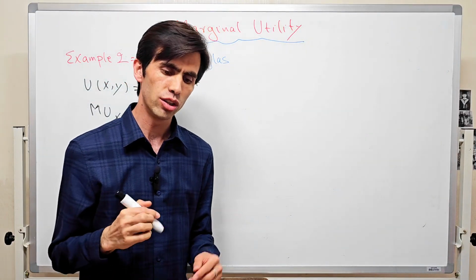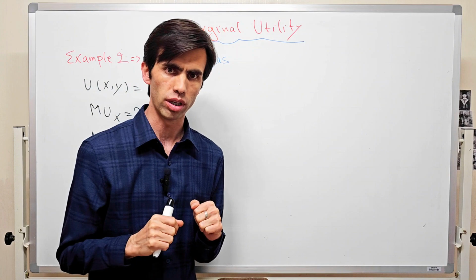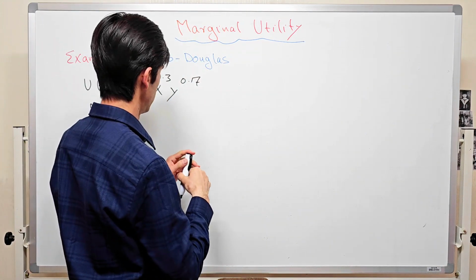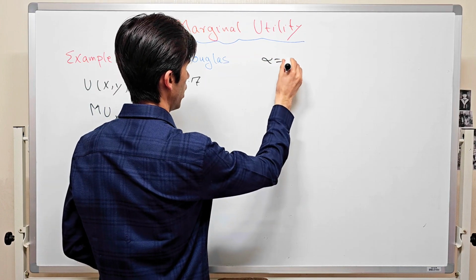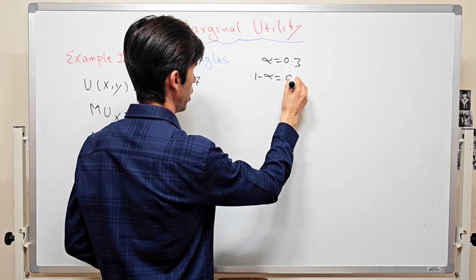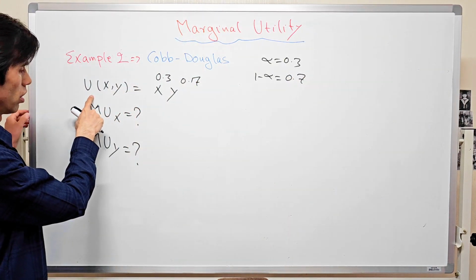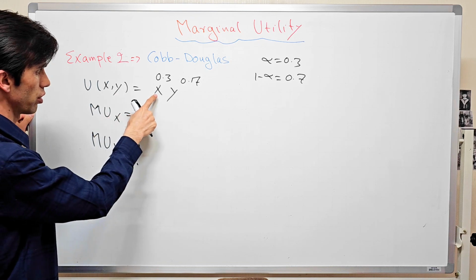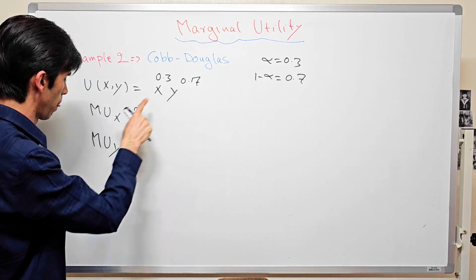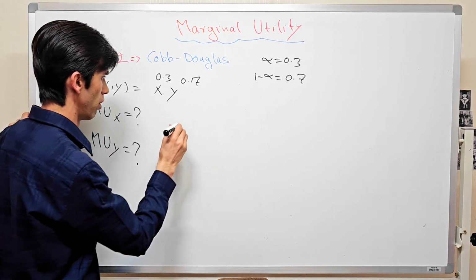And now let's solve a numerical example of the marginal utility for a typical Cobb-Douglas utility function. Suppose that our alpha is 0.3 and 1 minus alpha will become 0.7. So now we will have our utility function u, a function of x and y, equal to x to the power of 0.3, y to the power of 0.7. Now find the marginal utility of x and the marginal utility of y.